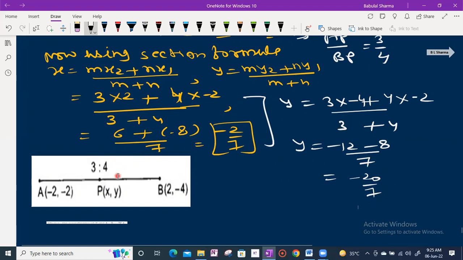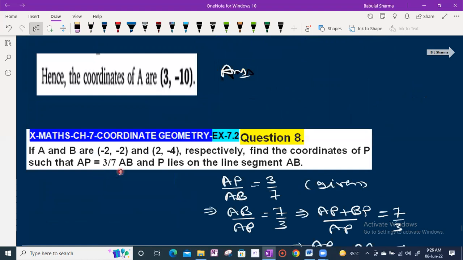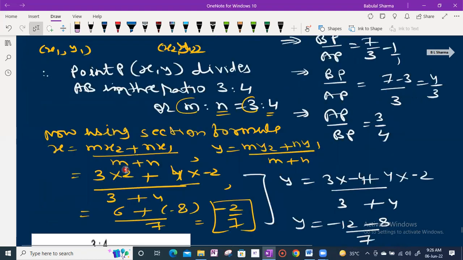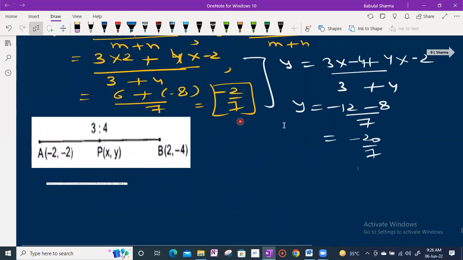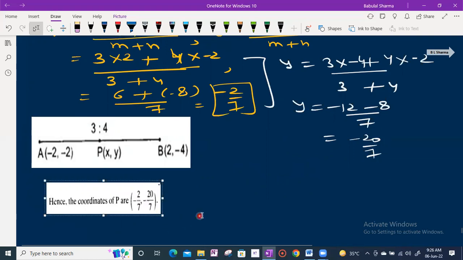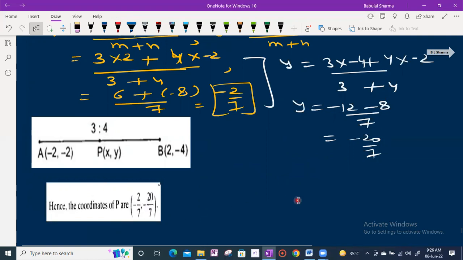So the coordinates of the point P, which is on the line AB, and it is given AP upon AB, that is 3 by 7. The coordinates of this point will be minus 2 by 7 and minus 20 by 7. So this is the answer of this question. Hence, the coordinates of the point P are minus 2 by 7 and minus 20 by 7. That's all for this question.